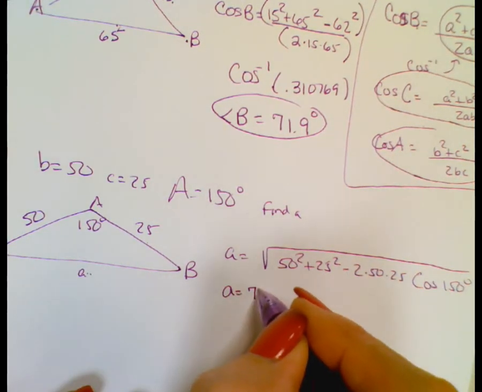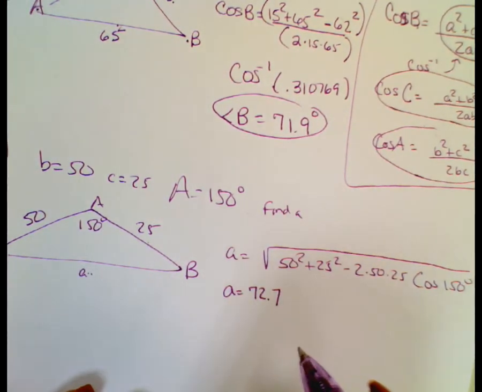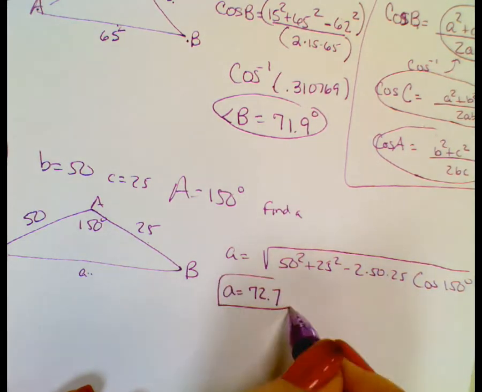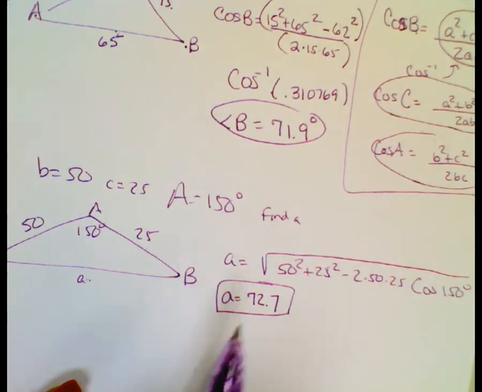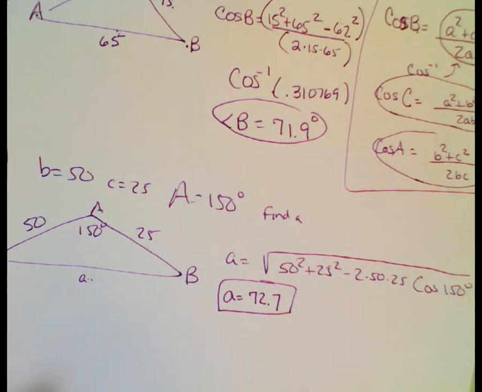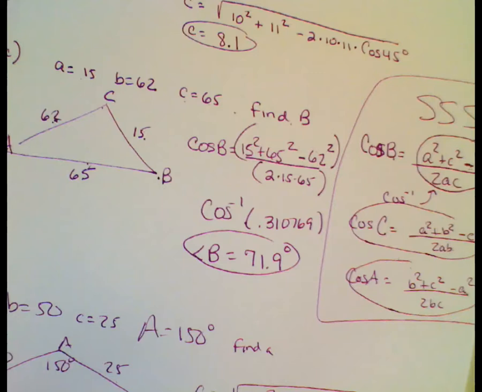And that is not an angle, so don't put degrees. 72.7 is a side. Angle B was, so angle B is a degree. Make sure you have degrees for angles, no degrees for sides. That's our first three. How are we doing? I'm turning my page. I'm actually going to switch pages.